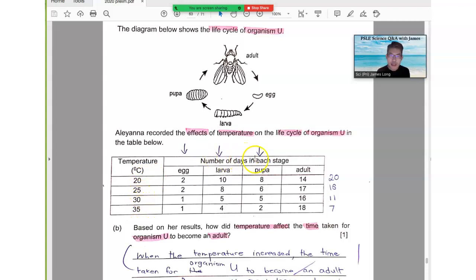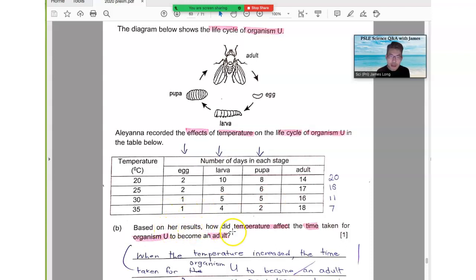Here it says number of days in each stage. So it means that, for example, at 20 degrees Celsius, you will spend 2 days at the egg stage, then it will hatch. Then here, you will spend 10 days in the larva stage before it will go into the pupa. You will then spend 8 days in the pupa stage, and finally it becomes an adult. It will spend 14 days as an adult. During that time, you can lay eggs, and then eventually you will die. Of course, so you need to look at each row separately.